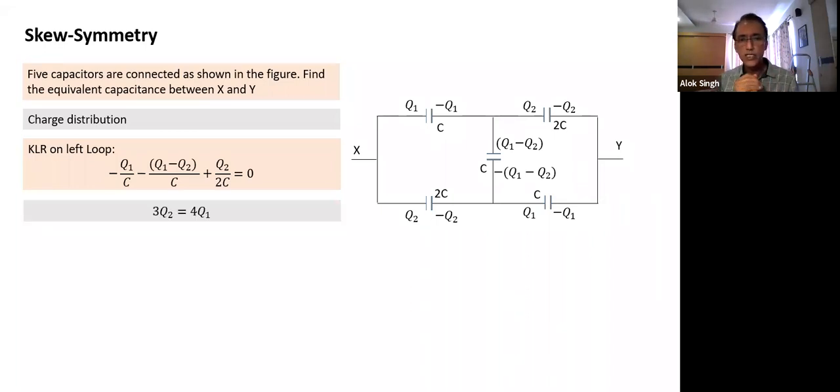So it gives you a relationship between Q2 and Q1. You simplify, the C term gets eliminated. So 3Q2 is equal to 4Q1. We get an equation between Q1 and Q2.